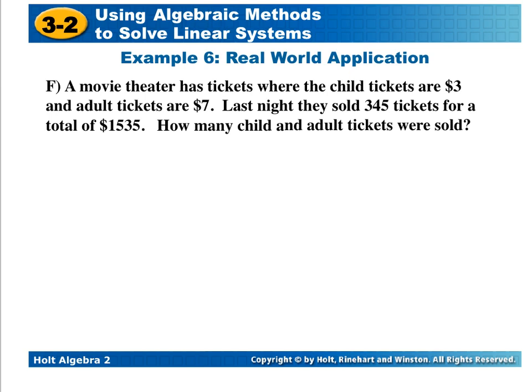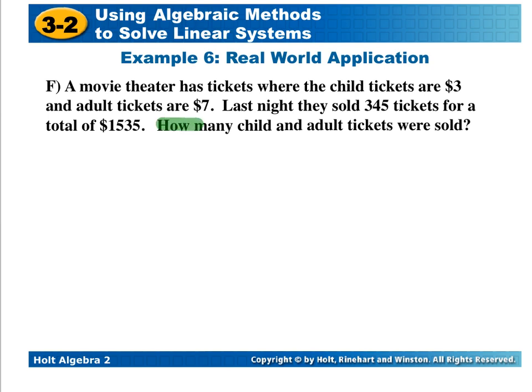In this problem, we will solve a real-world system of equations. First, we need to set up our system of equations. The problem reads, a movie theater has tickets where the child tickets are $3 and adult tickets are $7. Last night, they sold 345 tickets for a total of $1,535. How many child and adult tickets were sold?